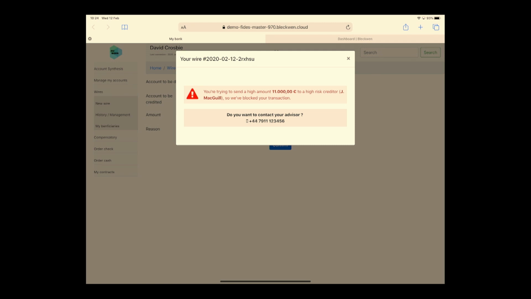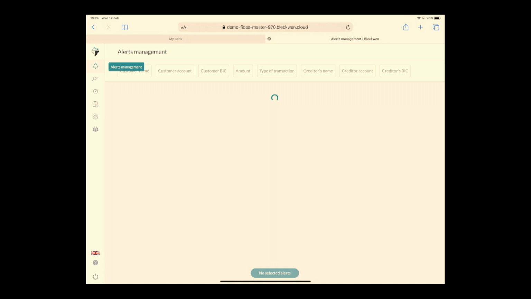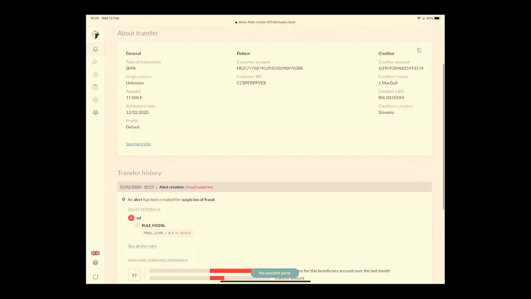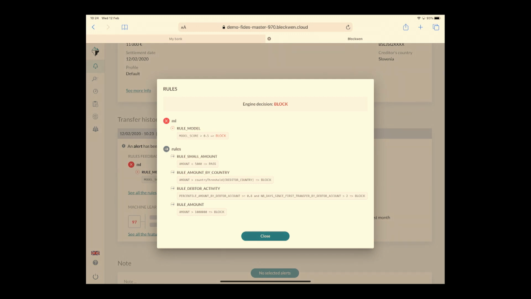More importantly, when we flip over into the bank system, the bank would typically have the Bleckwen platform embedded within their business process. And as we can see here, there's a high-risk transaction. If we dig into this transaction, what we can actually see is that it triggered because the score on this was about 97% versus a threshold of 50%. Now, the business rules typically within the bank didn't pick this up, but machine learning did.